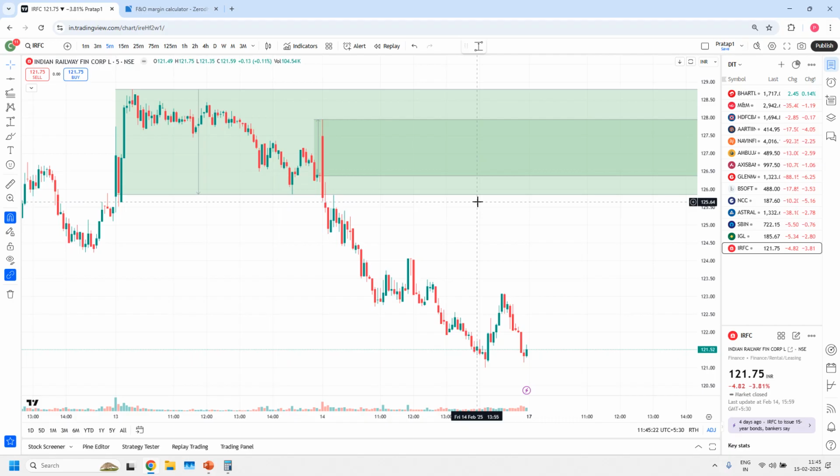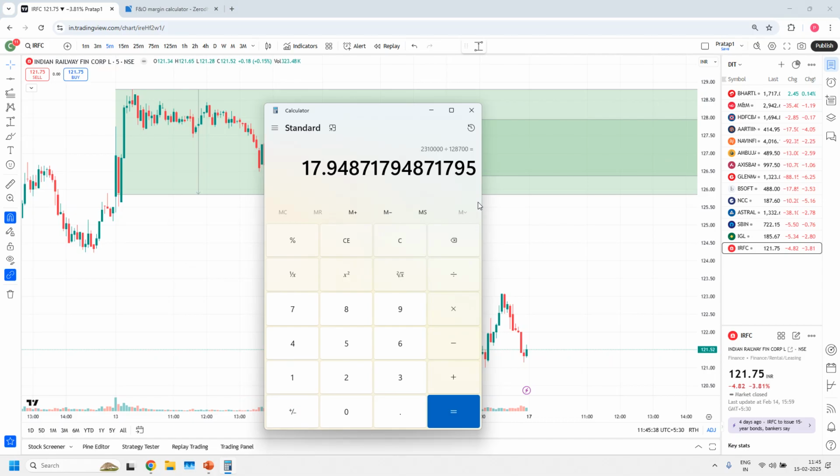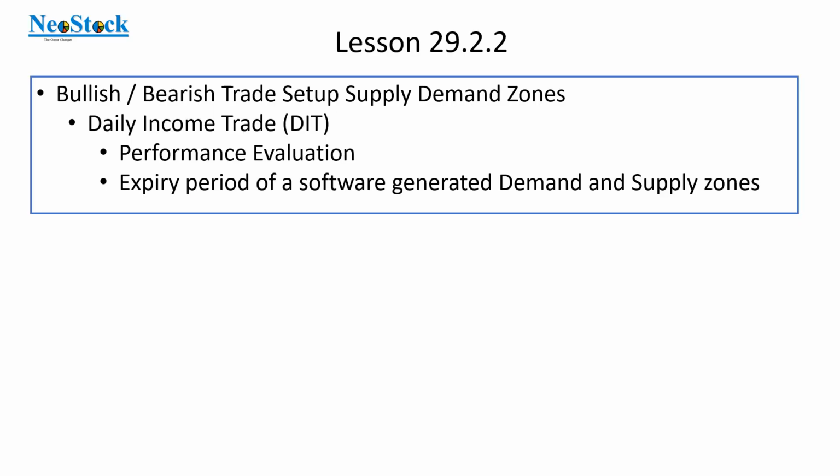Hope everybody clearly understood this point. It's a very, very important point. If you think like that, you can get maximum profits. Got it? Now, have we covered everything from our Excel sheet? Yes, performance evaluation we have seen, and the expiry period of the software generated demand and supply zones.